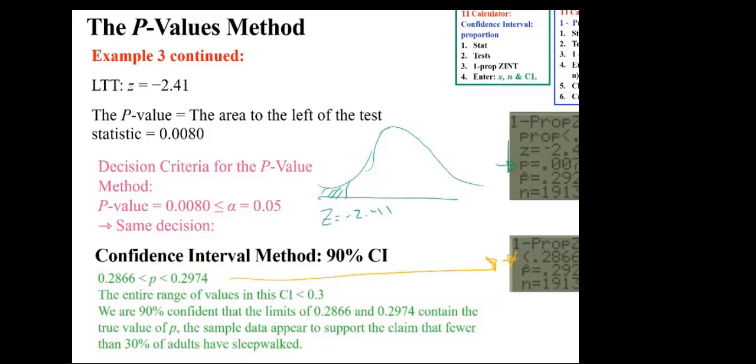The entire range of values in this confidence interval is less than 0.3. So we are 90% confident that the limits of 0.2866 and 0.2974 contain the true value of P. The sample data appear to support the claim that fewer than 30% of adults have sleepwalked.